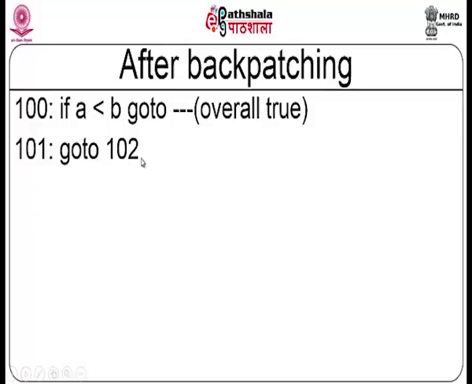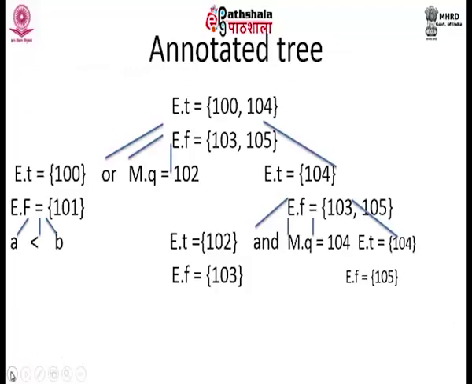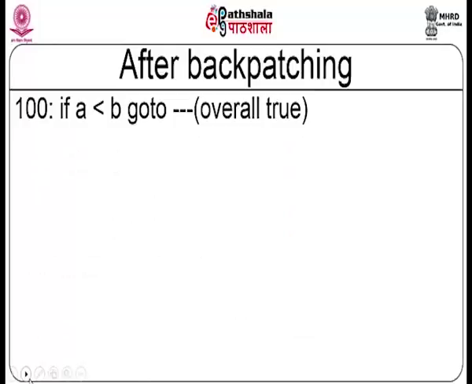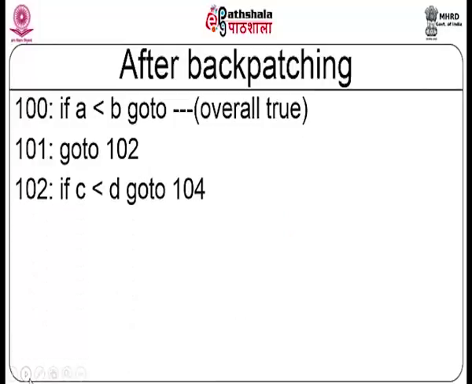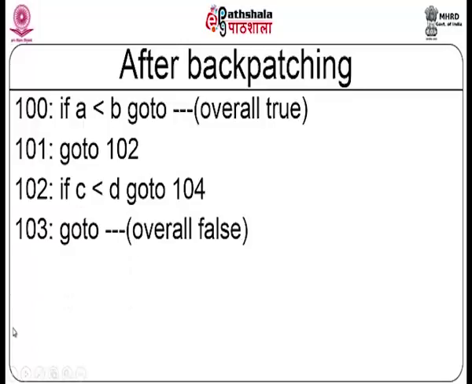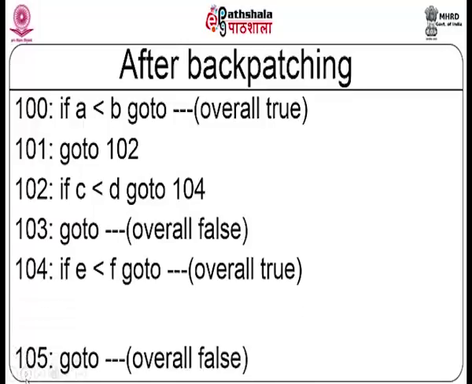Now, here I say go to 102. So, why did I have to say go to 102 here? We know that if this is false, okay, we say E dot false is equal to backpatch this with M dot quad, right. So, 101 should be backpatched with M dot quad. Similarly, here the true of this, 102, should be backpatched with M dot quad here, which is nothing but 104. So, 102 should be backpatched with 104, and 101 should be backpatched with 102. So, that is what is available here. So, if A less than B, go to overall true, and 101 is go to 102, and here again go to 104, this is overall false, and this is overall true again, and this is overall false.